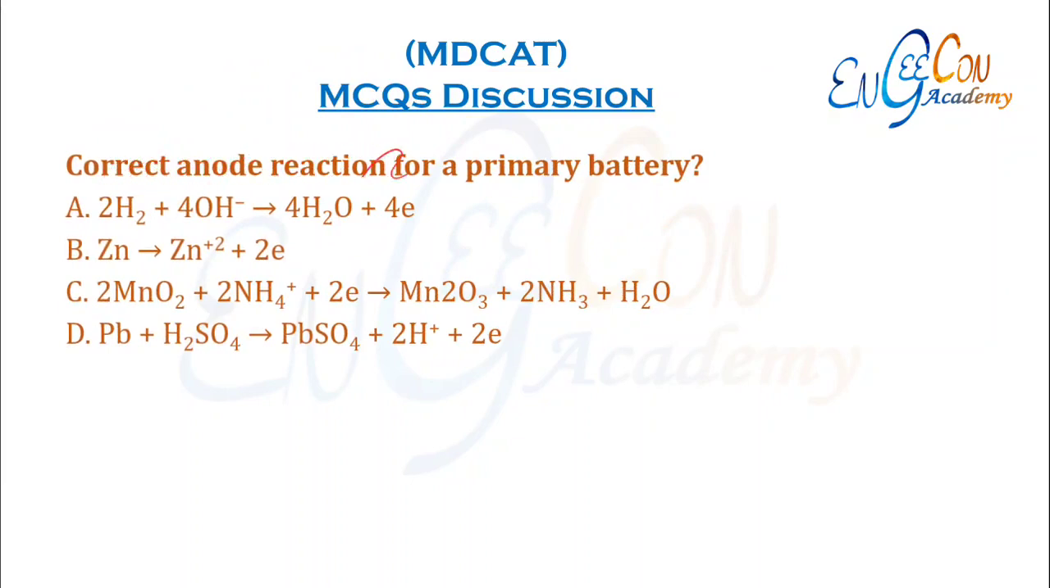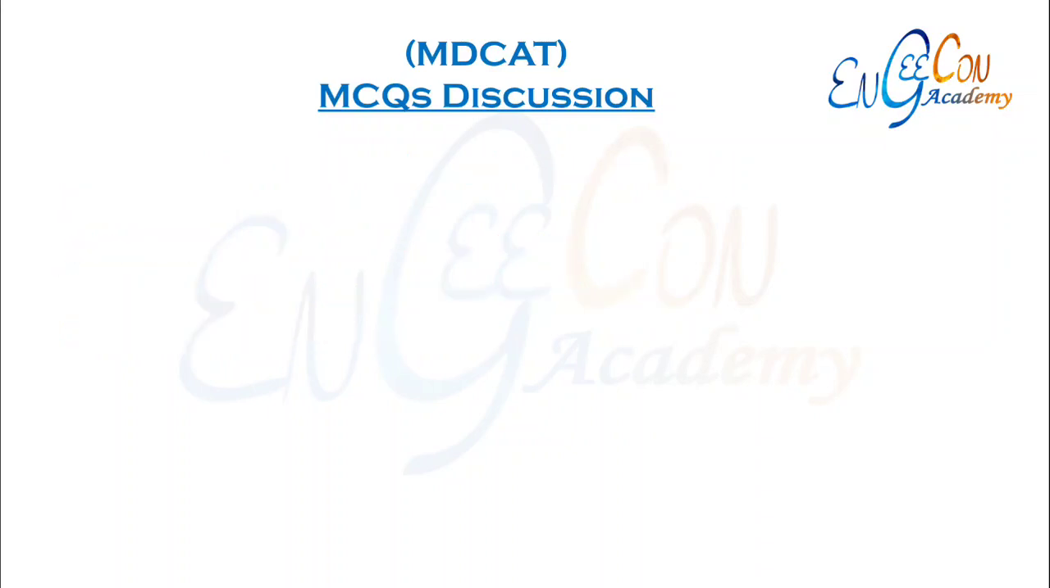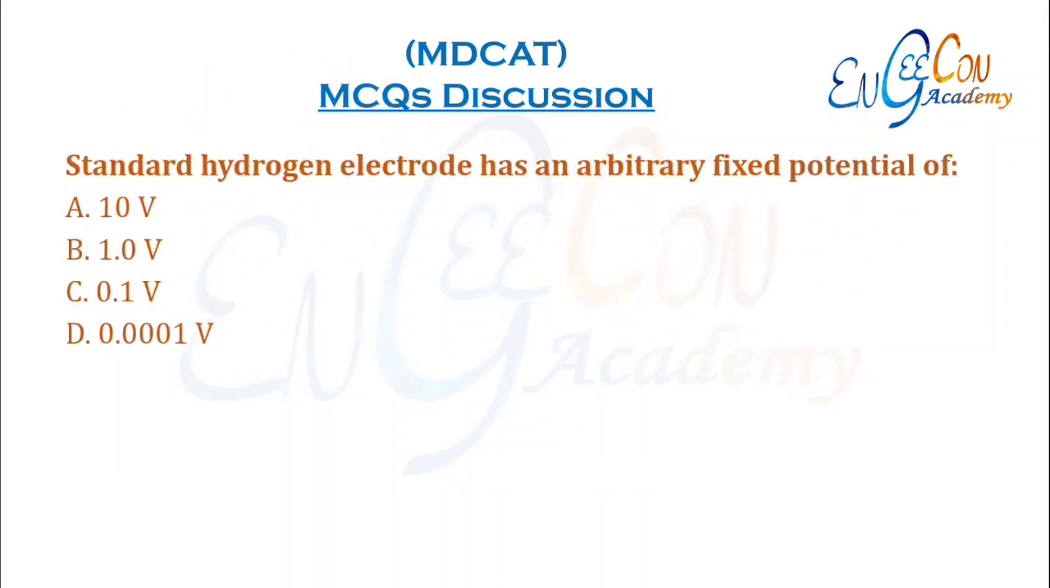Correct anode reaction for primary battery. So this is a question from textbook. In primary battery, zinc is used as anode, and at anode, zinc oxidizes into zinc plus 2 by losing 2 electrons. So B is the correct option. Standard hydrogen electrode has fixed potential of? So for standard hydrogen electrode, we take 0 volts as the fixed potential. So the closest value to that is D.